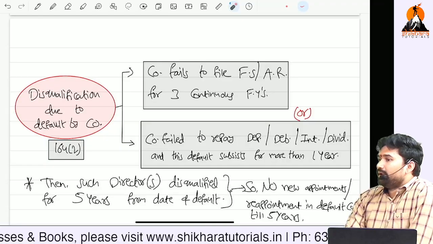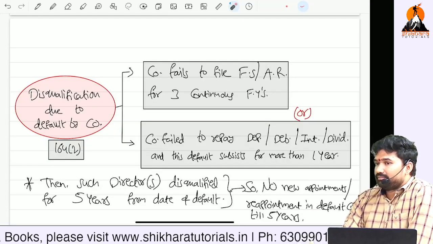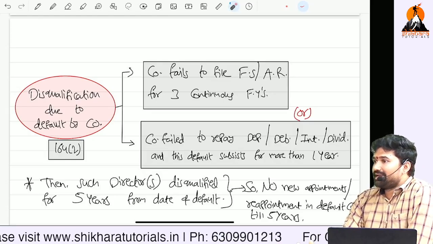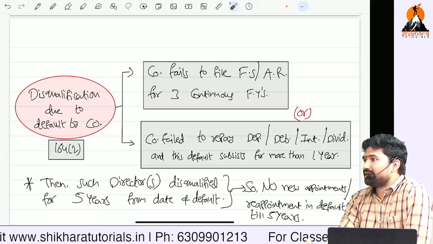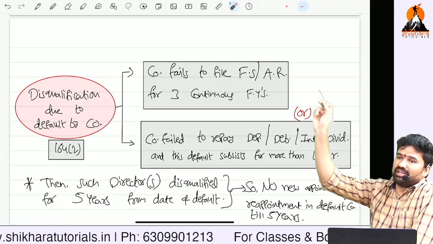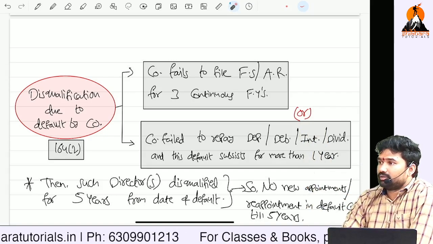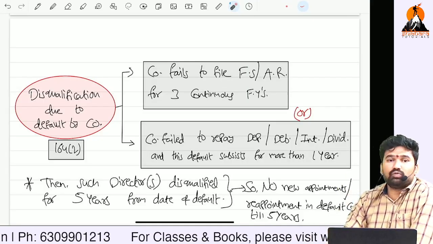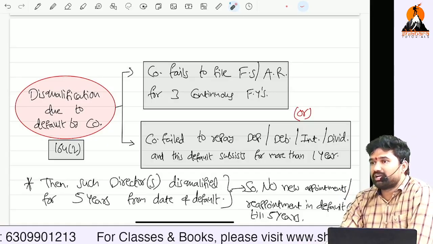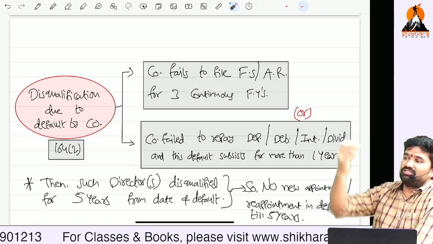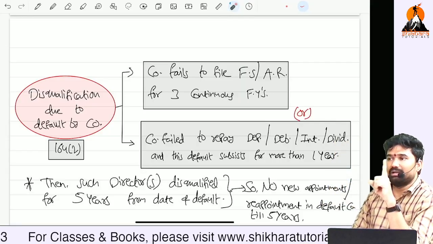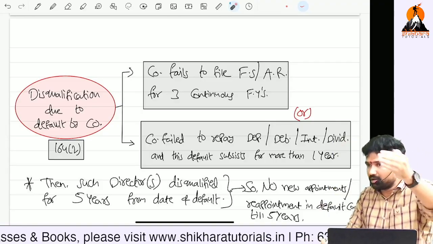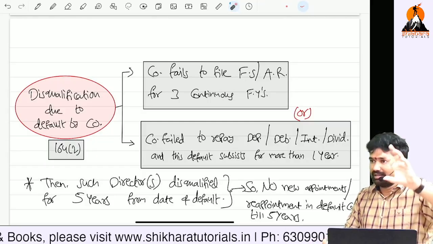Say for example, you are acting as a director in a company and that company failed to file financial statements or annual returns for a continuous period of 3 years. You are acting as a director in a company and that company failed to furnish the financial statements or annual returns to MCA for a continuous period of 3 years. This is point number 1.